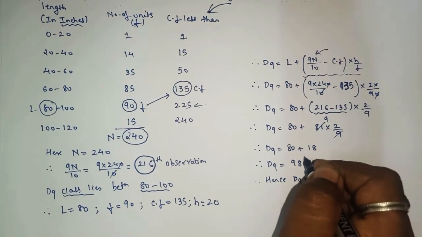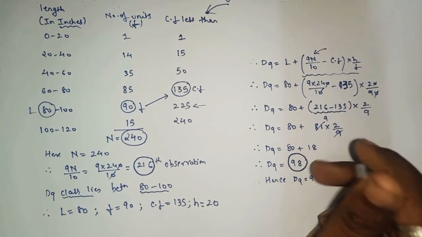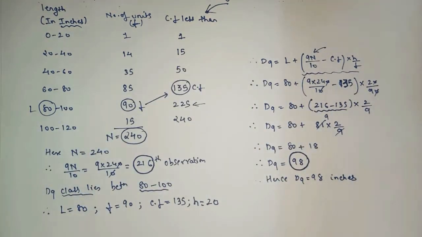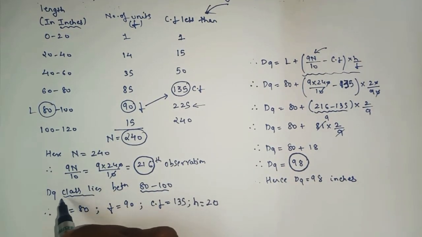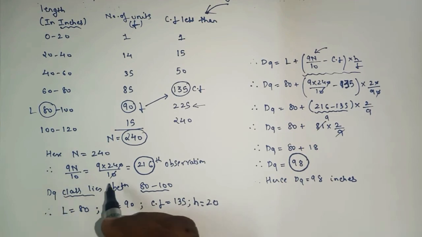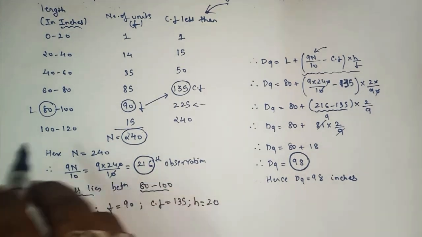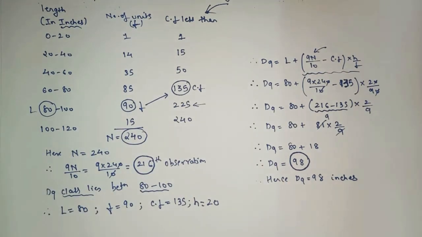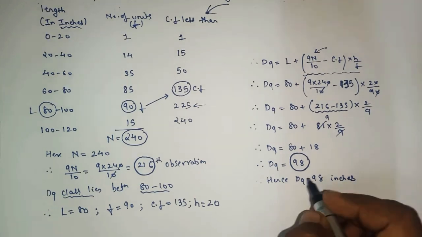And we can guess whether the answer is correct or not. After seeing the backside answer only you will come to know, but still we can get confidence whether we got a perfect answer or not. As I told before, whatever the class is there for D9, it lies between 80 to 100. So the final answer of D9 should lie between 80 to 100 only. Here we got 98, which lies exactly between 80 to 100, so we can predict that our answer is perfect. The calculation which we did here is right. So here we got the answer for D9.